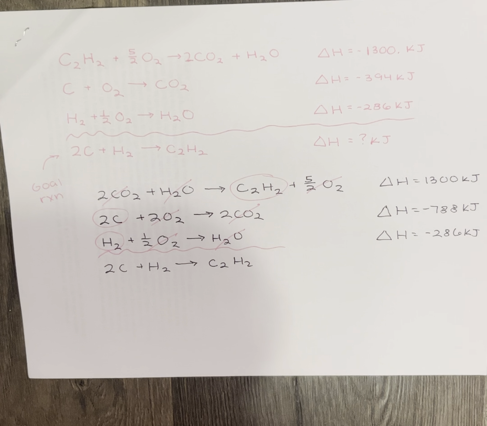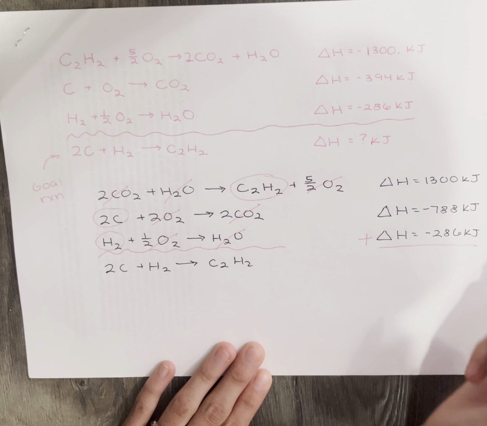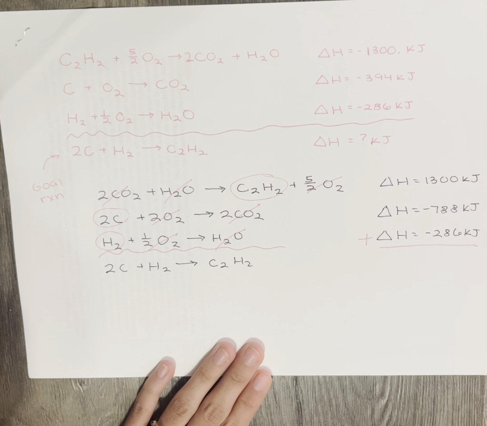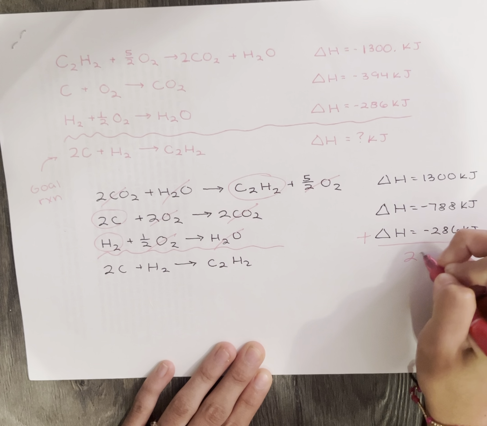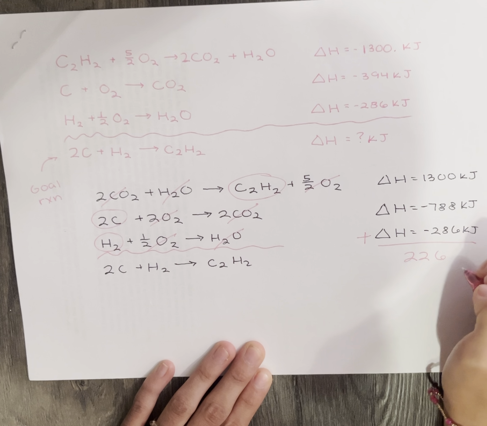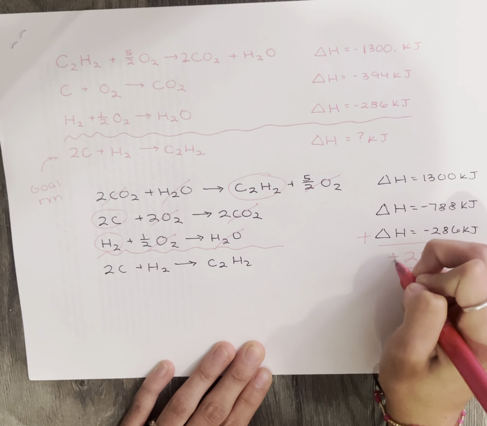Okay. And now to find the heat, we're just going to add up everything on the side. So let's add all this together. And that gives you 226 kilojoules. And it's positive, not negative.